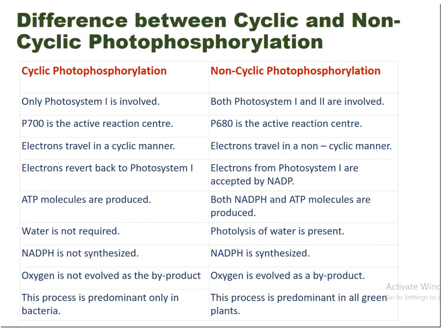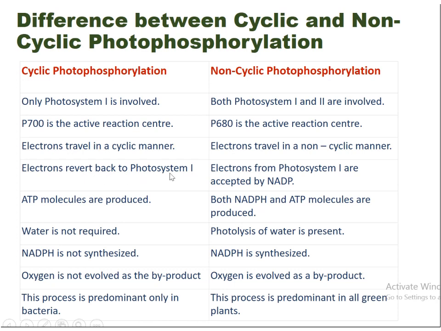So there are differences between cyclic and non-cyclic photophosphorylation. Only photosystem 1 is involved in cyclic photophosphorylation. Both photosystem 1 and 2 are involved in non-cyclic photophosphorylation. P700 is the active center in cyclic, and P680 is the active center in non-cyclic photophosphorylation. The electron travels in a cyclic manner in cyclic photophosphorylation, and in a non-cyclic manner in non-cyclic photophosphorylation.